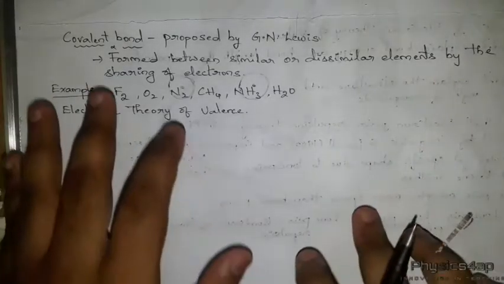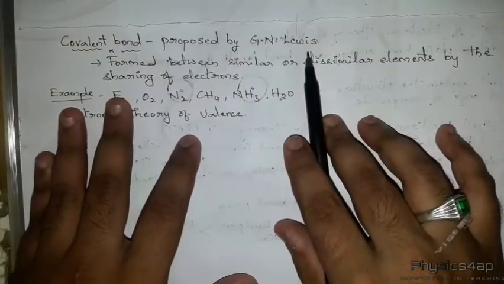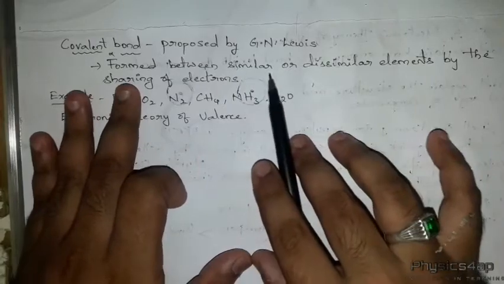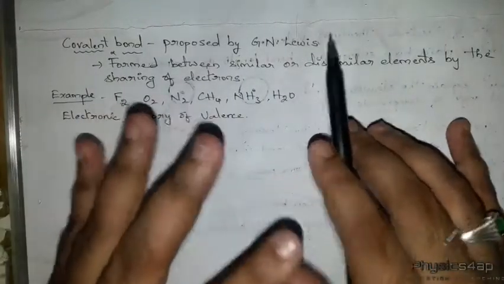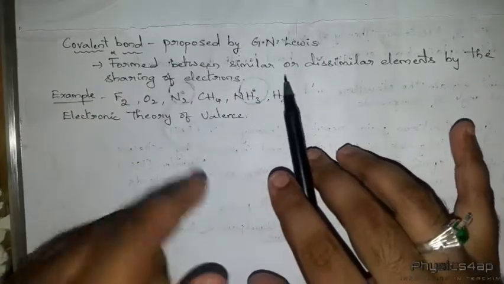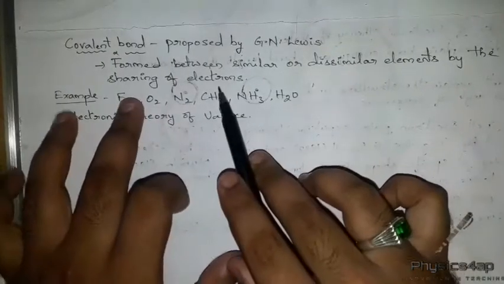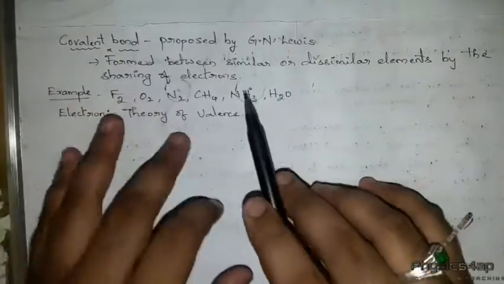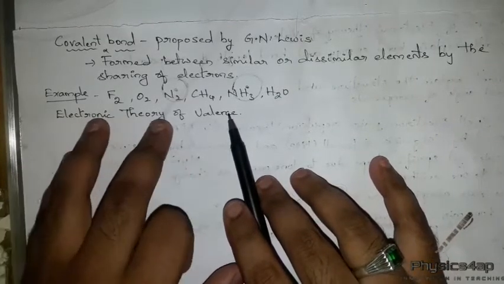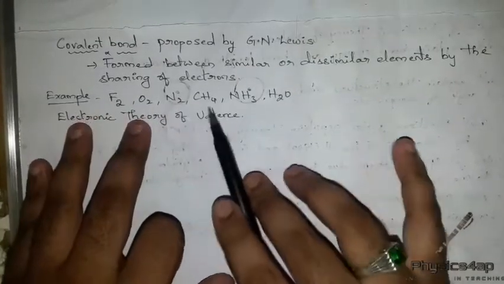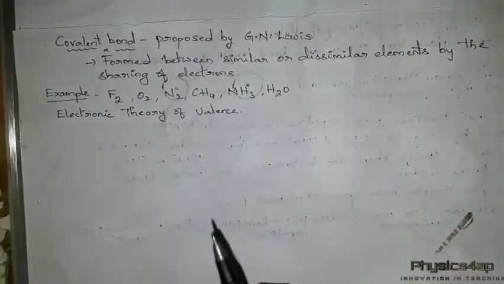As we know, the covalent bond was proposed by G.N. Lewis, and it is formed between similar or dissimilar elements. Unlike the ionic bond, which is formed only between dissimilar elements, the covalent bond can be formed between similar as well as dissimilar elements by the sharing of electrons. Examples are the F2 molecule, the fluorine molecule, oxygen molecule, nitrogen molecule, methane, ammonia, and H2O, water.